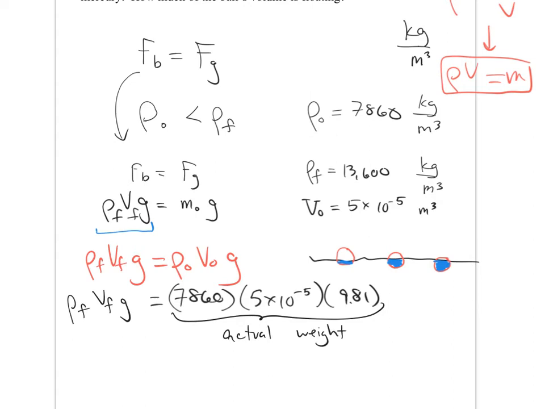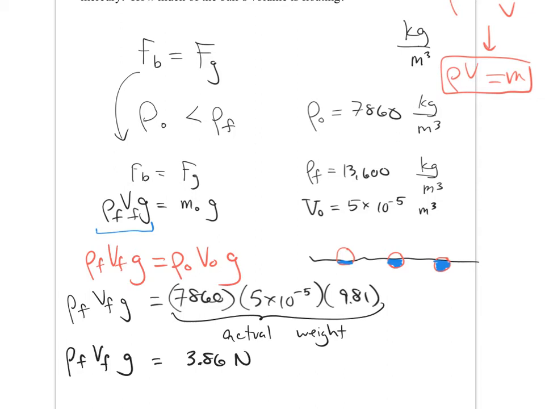I'm doing this in steps for a reason. I know that we could plug in for rho f, we could plug in for g, and a lot of you are going to recognize we could solve for this directly. Okay, but for now, just calculate that. What do we get for an answer from that? The actual weight, go ahead. 3.85. Good. 3.86 if you round. Okay. So the actual weight is 3.86. That's the first question that is asked.